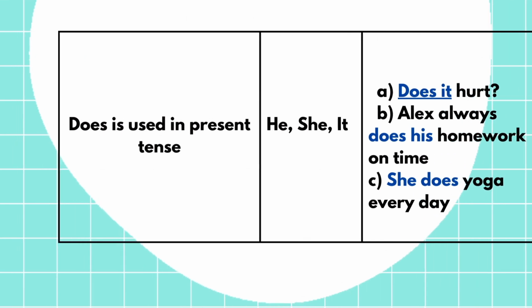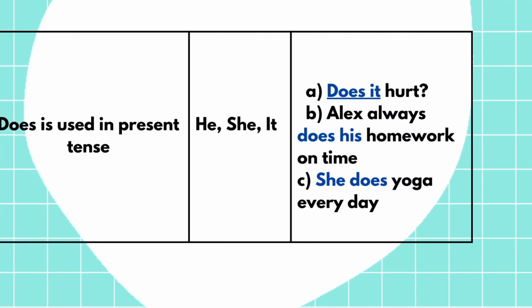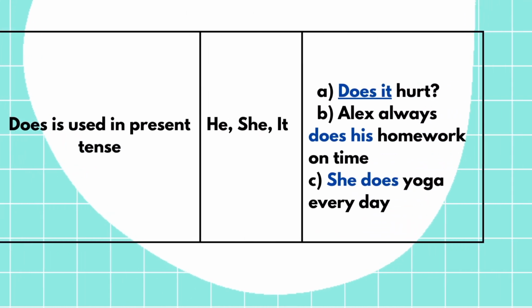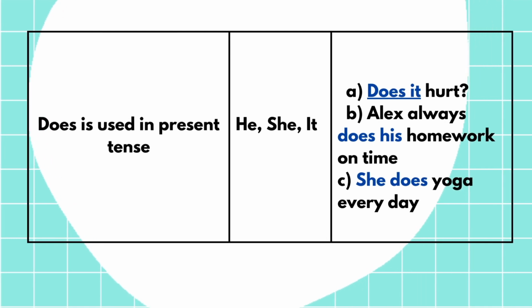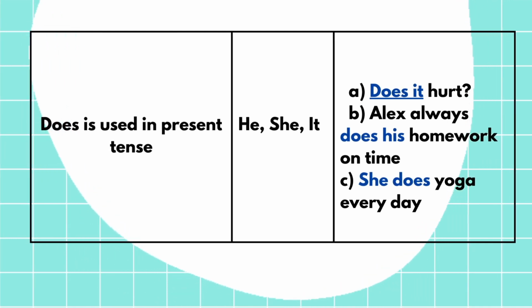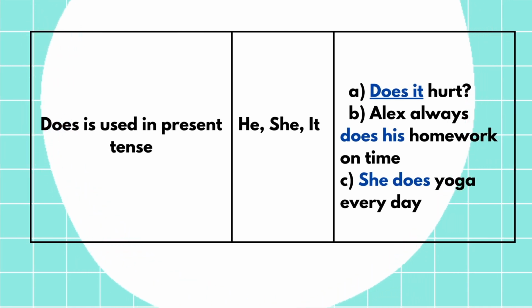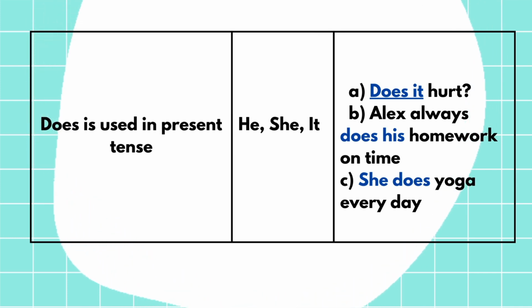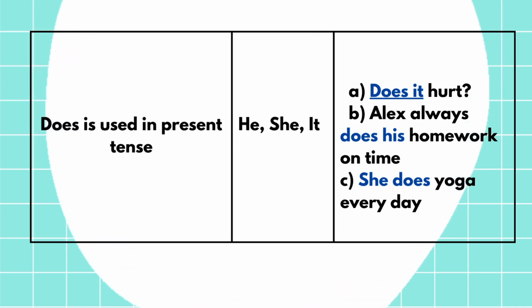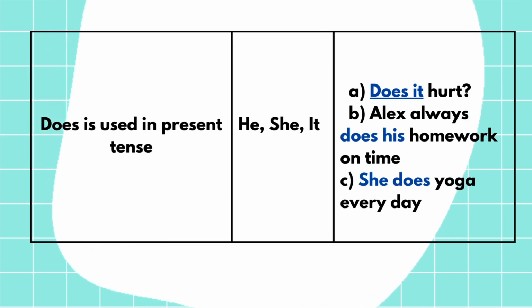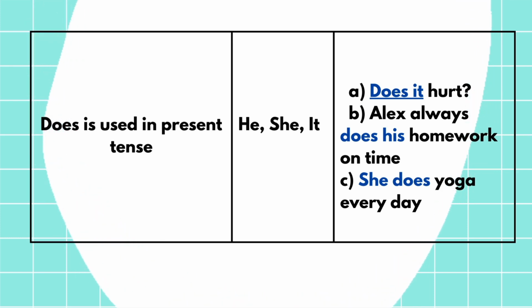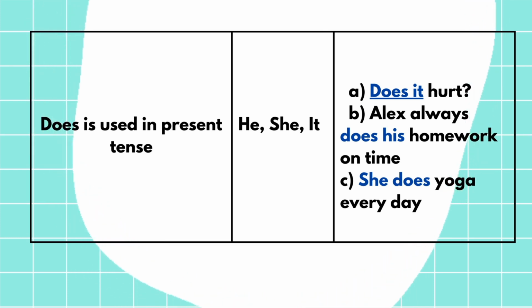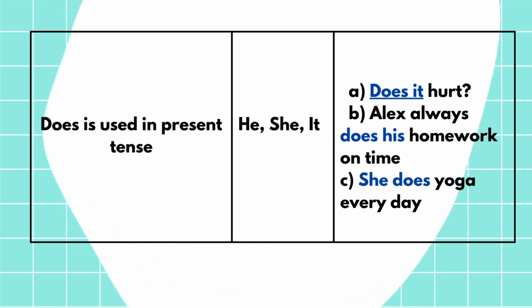Next is does. Does is used in present tense and the subjects with which does is used include he, she and it. Let's look at some of the examples to have a clear understanding of does. Does it hurt? Alex always does his homework on time. She does yoga every day.